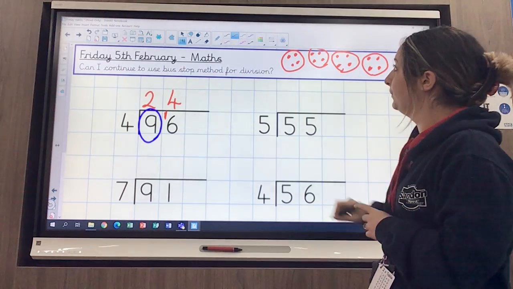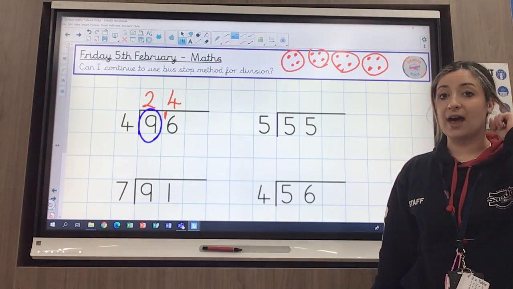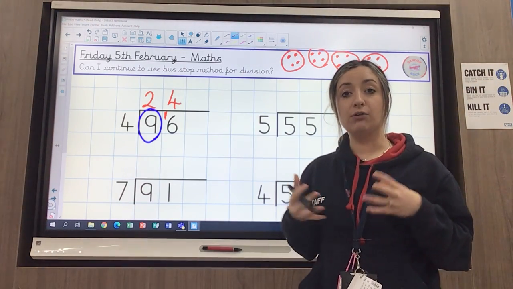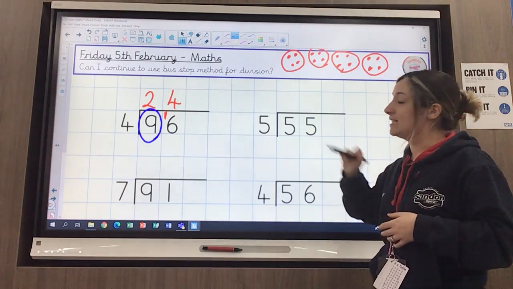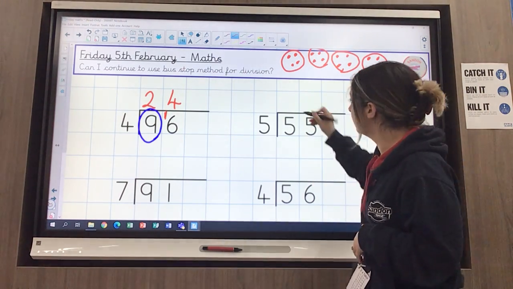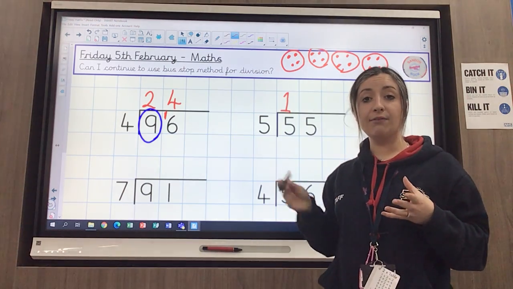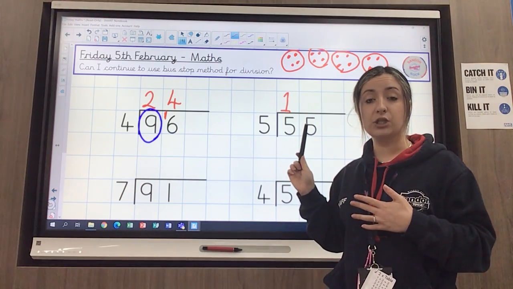Let's try another one. So I've got 55 divided by 5. So this one is going to be quite easy because I know how many groups of 5 can fit into 5. So how many groups of 5 fit into 5? Well, it's 1 group, isn't it? So I'm putting 1 here. And if you've got nothing to carry over into your other column, then that's fine. You just move on to the next number.